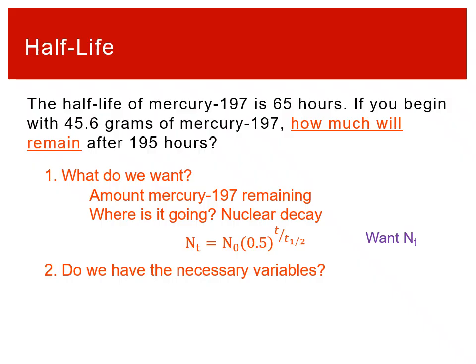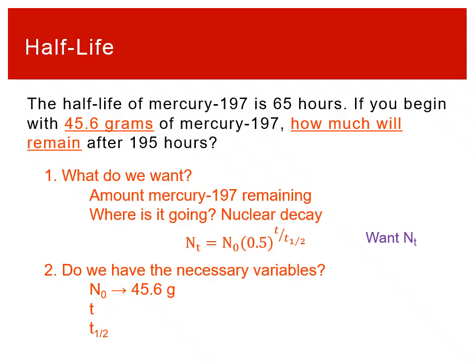So do we have the other variables? The other variables we would need would be N0, T, and the T 1/2. N0 is going to be the initial amount that we start with. We are told that we begin with 45.6 grams. So if you begin or start with, those are the kind of words we're looking for when we're talking about N0.